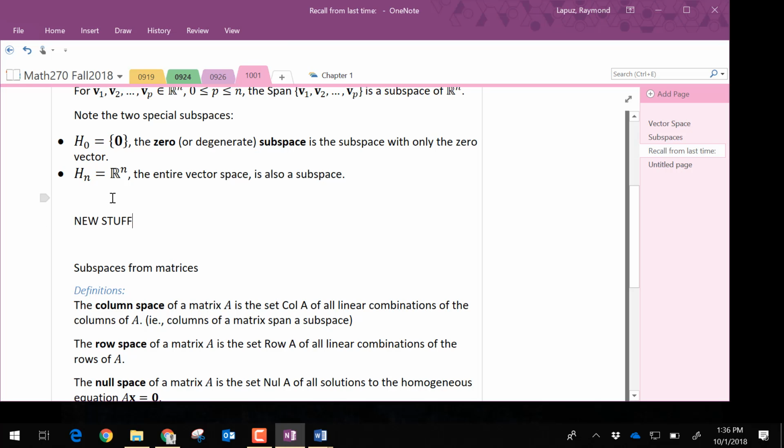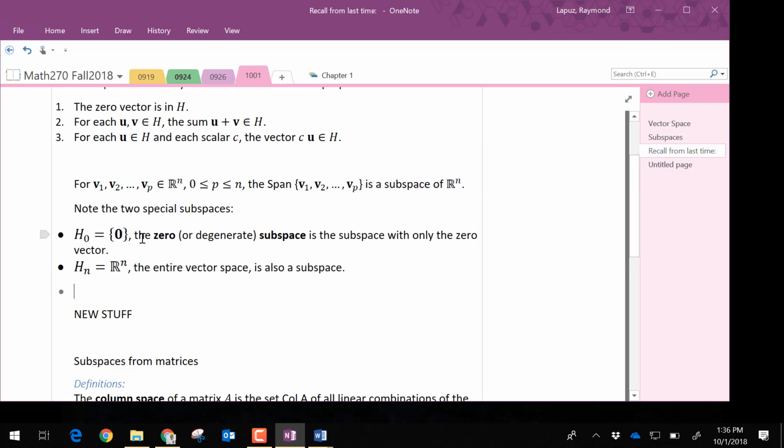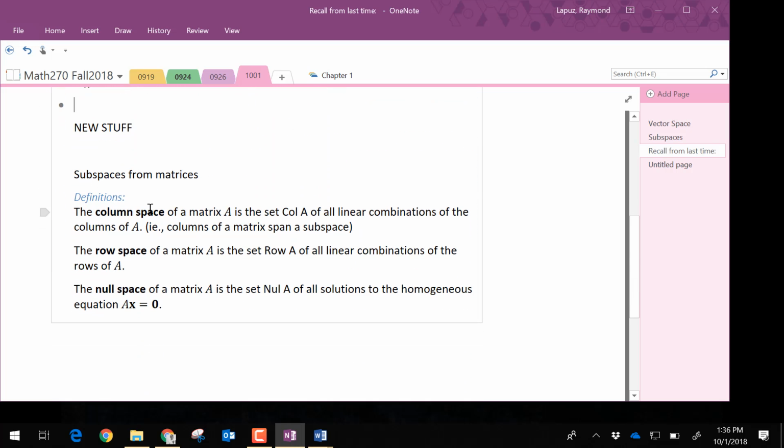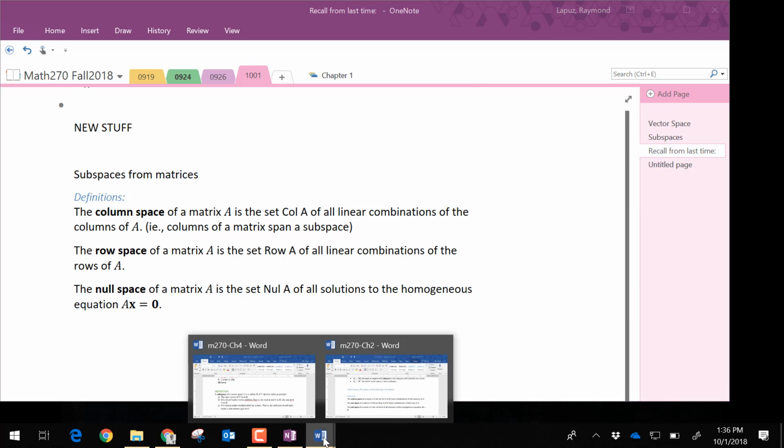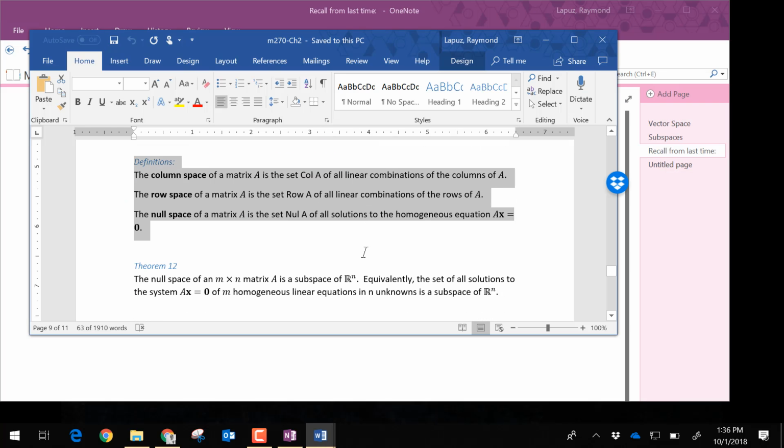Because this is from last time. So subspace is a matrix, column space, row space, and null space. So these are the definitions. The definitions don't really mean much until we actually try to do a problem. So let's see if there's a problem here in my notes. Otherwise, we have to make one up.